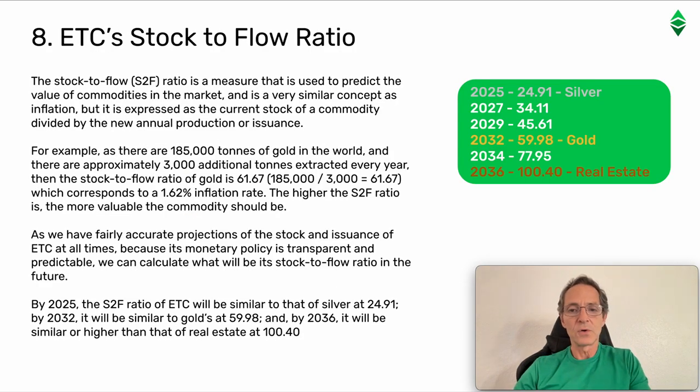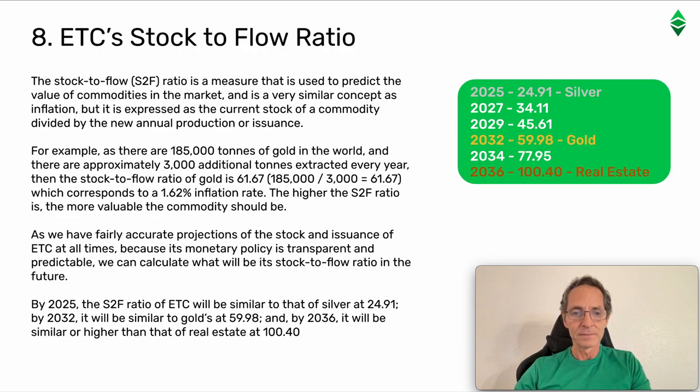ETC stock to flow ratio. The stock to flow, S to F, ratio is a measure that is used to predict the value of commodities in the market, and is a very similar concept as inflation, but is expressed as the current stock of a commodity divided by the new annual production or issuance.